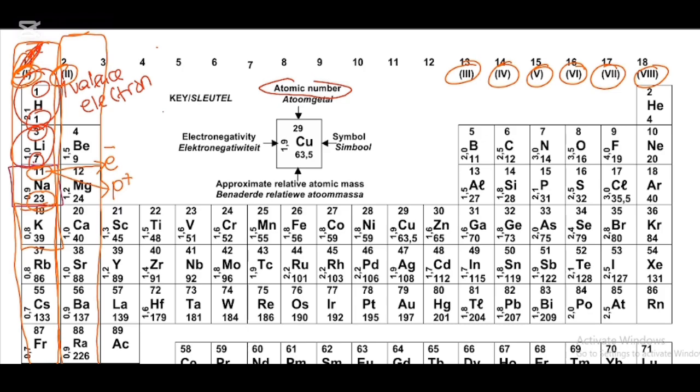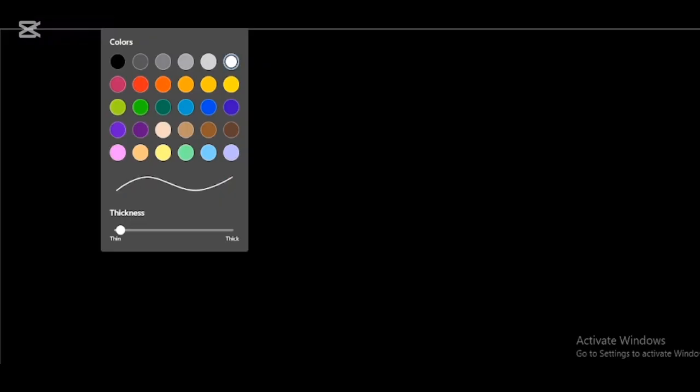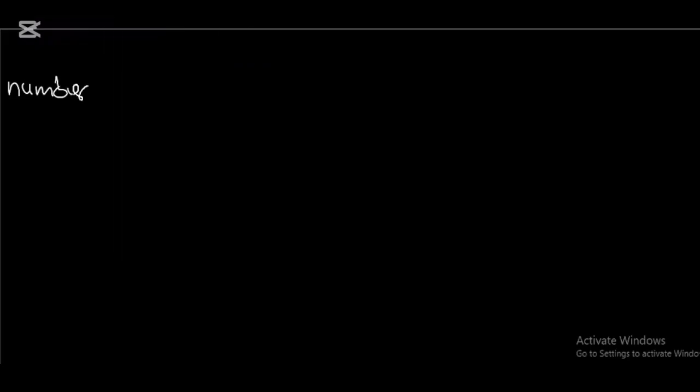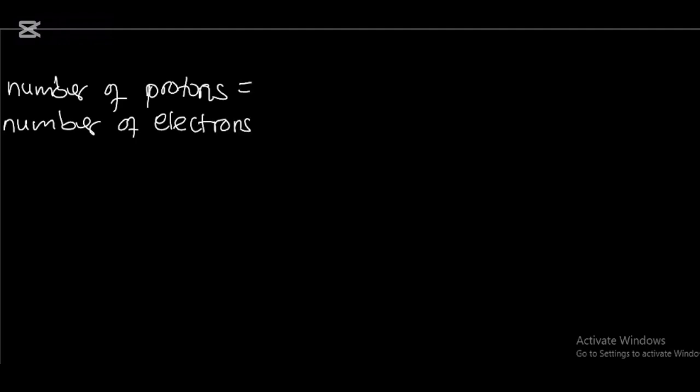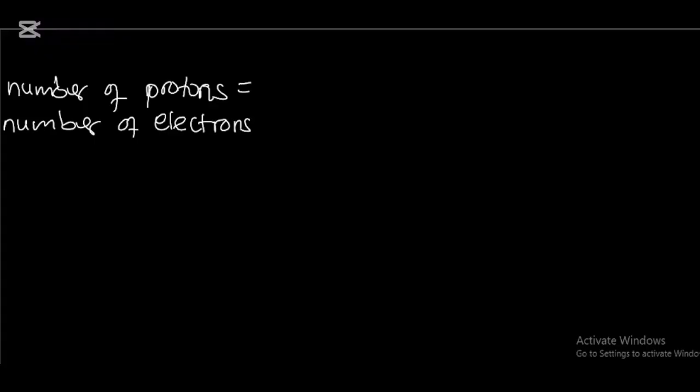I want us to see something. Let's check for carbon whether it will have 4 valence electrons. So we'll look for the number of protons of carbon and also the number of electrons of carbon. The number of protons of carbon, remember, we're looking at 6, which is the atomic number. So we'll have 6 protons and 6 electrons.